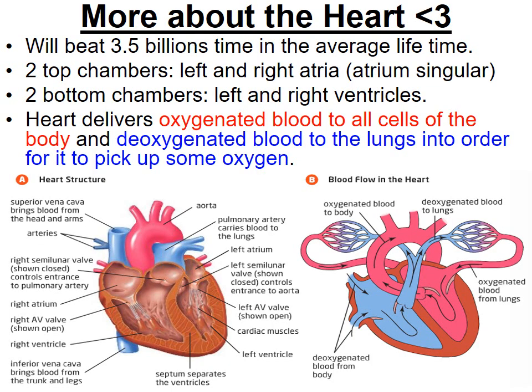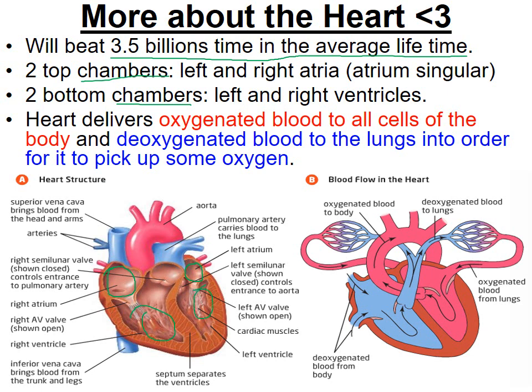So let's go over the structure of the heart in a bit more detail. We've already seen this, but I do want to make sure you understand it. The heart will beat about 3.5 billion times in the average lifespan. And the heart has 4 rooms or chambers. There's 2 top chambers. Those are called the atria. So you have a right atrium and a left atrium. And there's bottom chambers called the ventricles, a right ventricle and a left ventricle.